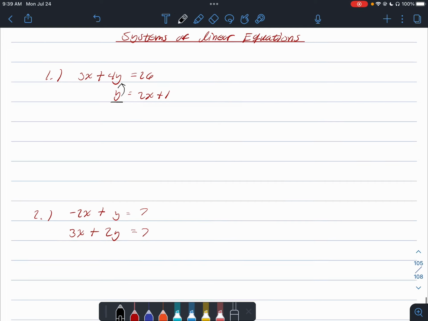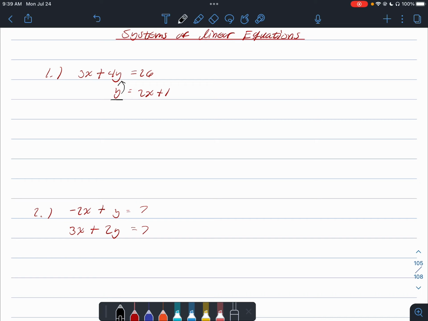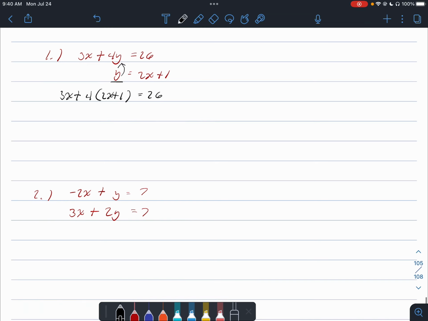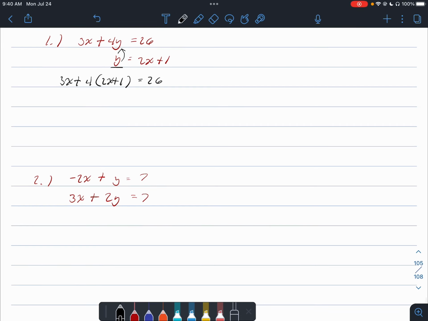Okay? And what that's going to do is make this first equation an equation that is based just on x and not on y as well. So this new equation will become 3x plus 4 times 2x plus 1. And we got that 2x plus 1 because we said y is equal to 2x plus 1 here. And this is equal to 26. Okay, so now we can solve this equation for x, and we should be able to just reduce this to a number.